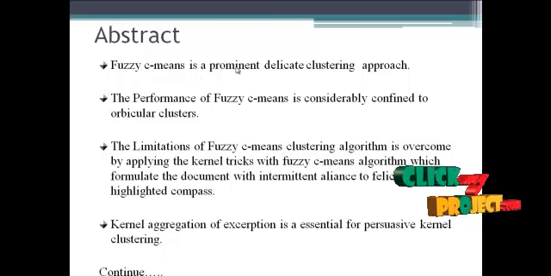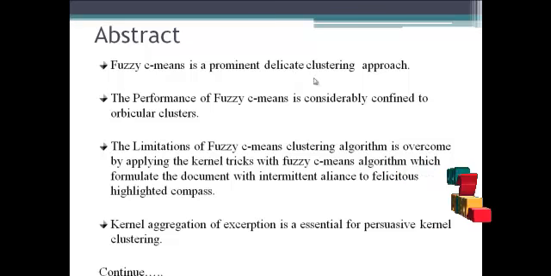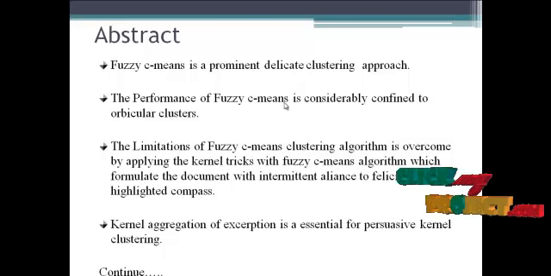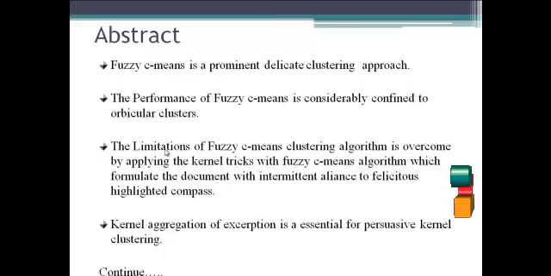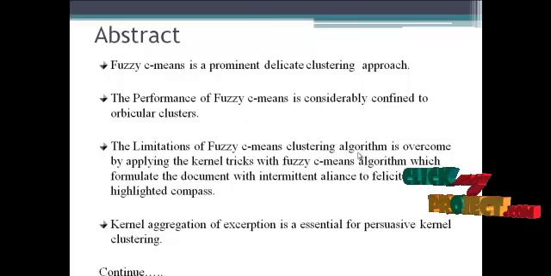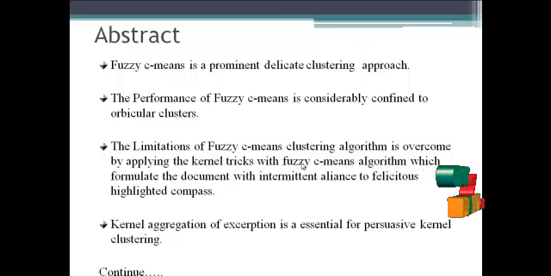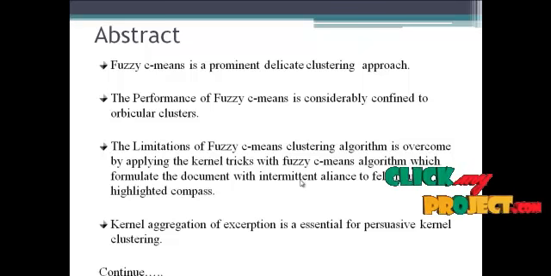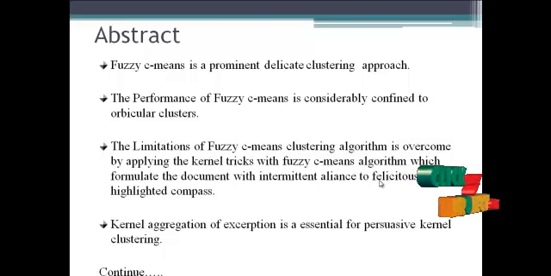Fuzzy clustering is a prominent soft clustering approach. The performance of fuzzy clustering is considerably confined to spherical clusters. The limitations of the fuzzy clustering algorithm are overcome by applying kernel tricks with the fuzzy clustering algorithm, which maps the documents with intermittent alignments to suitable highlighted compacts.